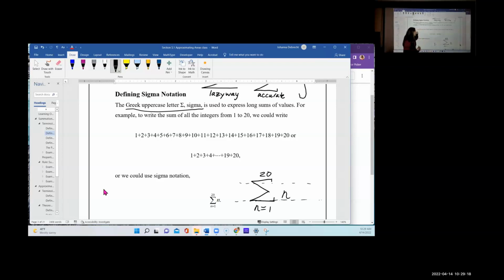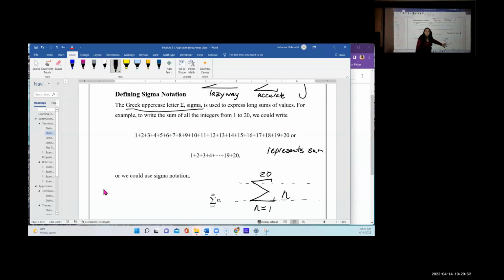Now, what does it do? It stands for sum. So this represents a sum. And it represents the sum of all the numbers if we start counting at the lower number, which is called the lower index of summation, the lower limit of summation, and we count all the way to 20, and we count by n. So first n is 1, then n is 2, then n is 3, then n is 4, then n is 5, all the way up to 20.